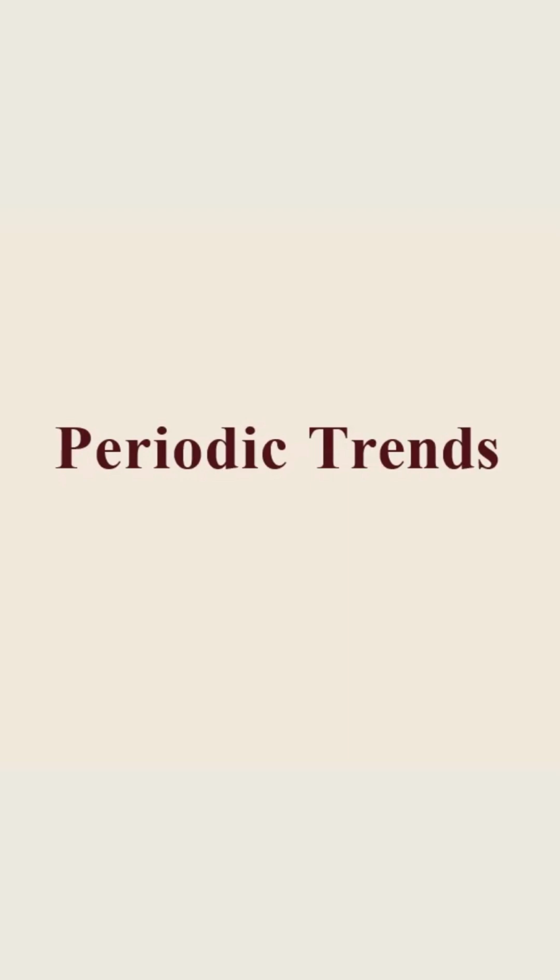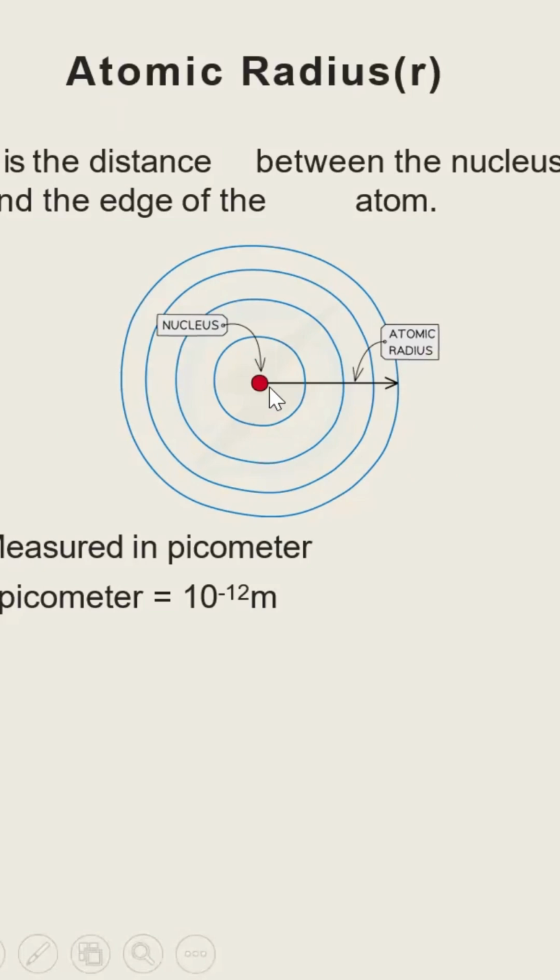The periodic trend in the atomic radius. The trend is, as you go down the group, the radius increases, while as you go in the period from left to right, the radius decreases. The atomic radius is the distance between the nucleus to the edge of the atom.